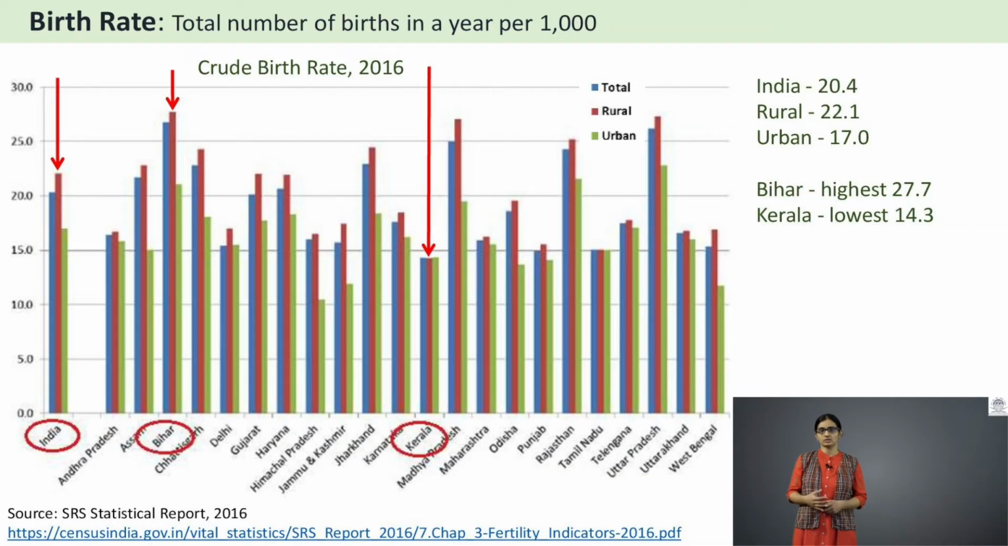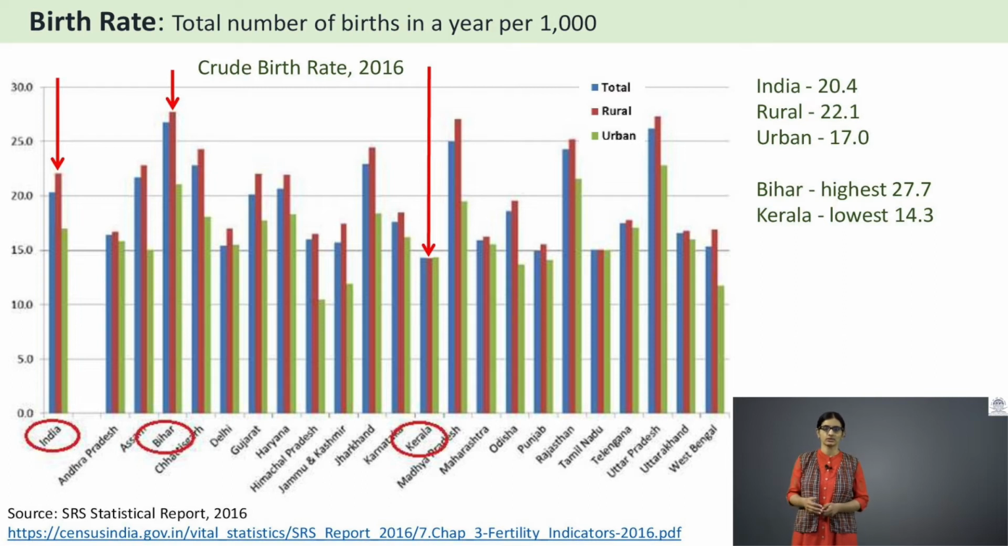The birth rate. Birth rate is the total number of births in a year per 1,000 individuals or per 1,000 persons. I repeat, it is the total number of births in a year per 1,000 individuals or persons. It's a crucial determinant of population growth. India's birth rate has drastically declined over the last 4 decades, from 1971 when it was 36.9 to 20 in 2018. That is 20 births per 1,000 persons.